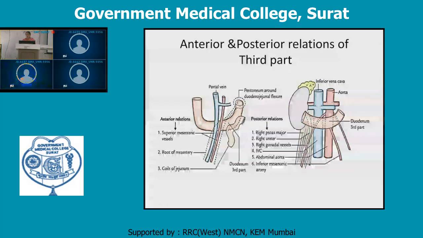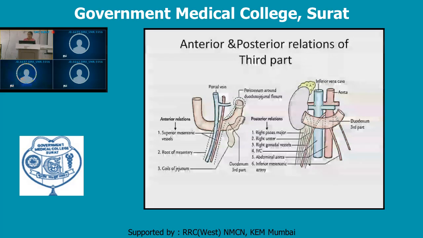Now, posterior relations of the third part of the duodenum, it is a transversely running structure, and will cross all the vertically running structures on the posterior abdominal wall, especially inferior vena cava and aorta. These are two major vertically running structures on the posterior abdominal wall. And on the right side of the inferior vena cava, you can see right psoas major, right ureter, right gonadal vessels arising from the abdominal aorta.